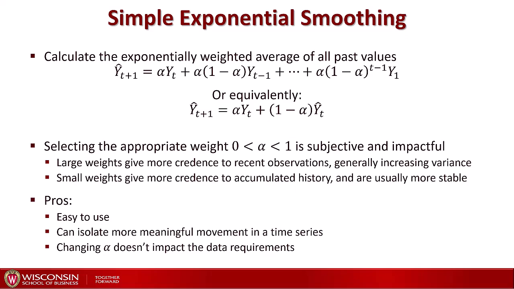What's good about simple exponential smoothing is that it's very easy to use. You can isolate more meaningful movement in a time series, and changing alpha doesn't impact the data requirement. I don't need to have more observations ahead. I can change the alpha, it's always the same number of observations needed.